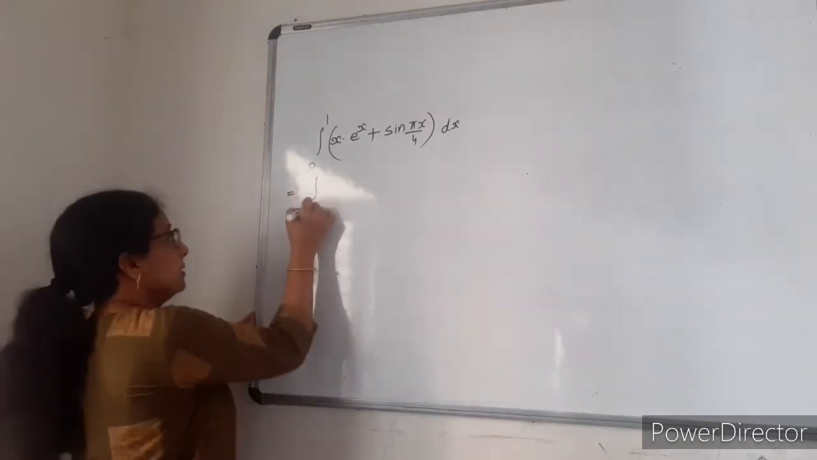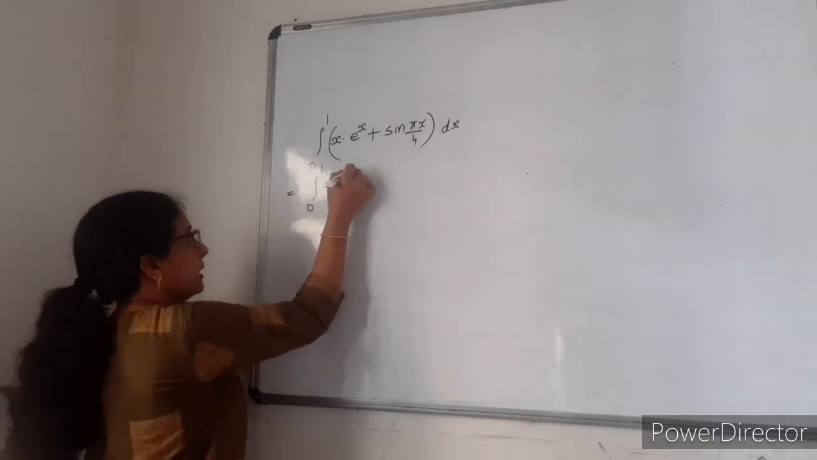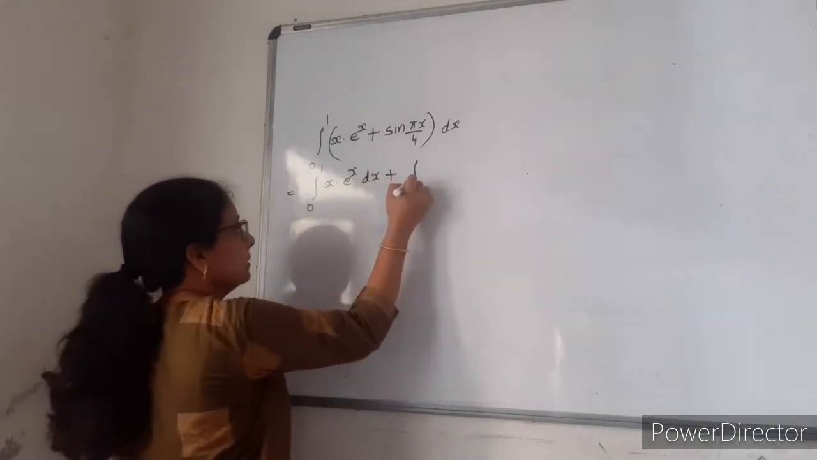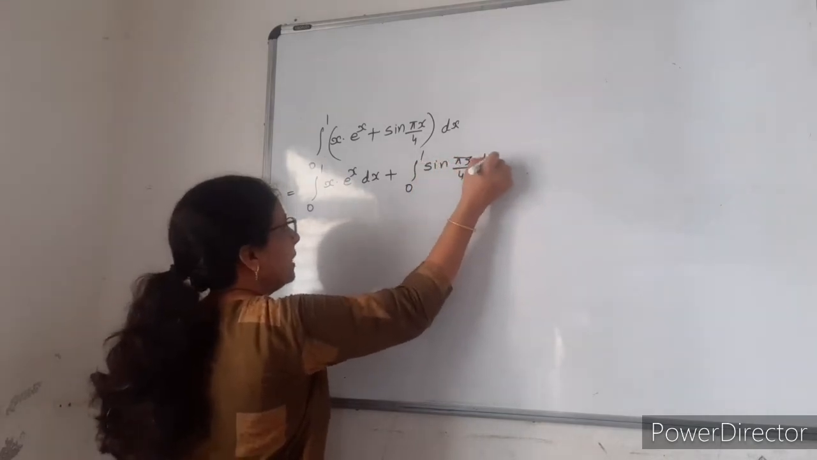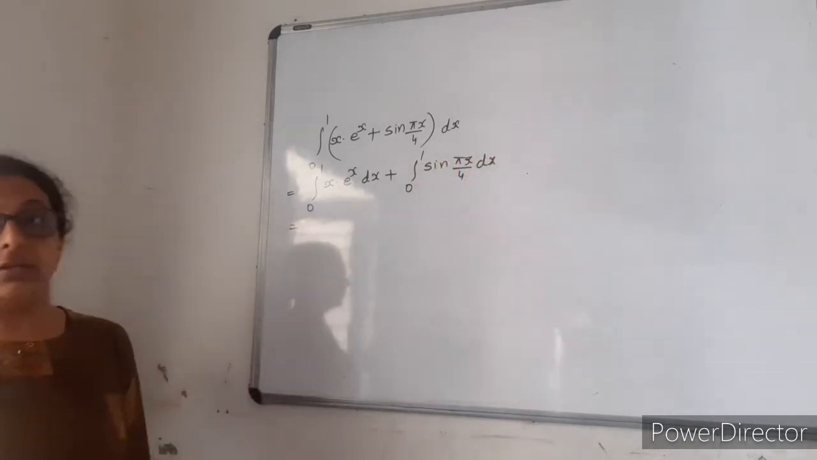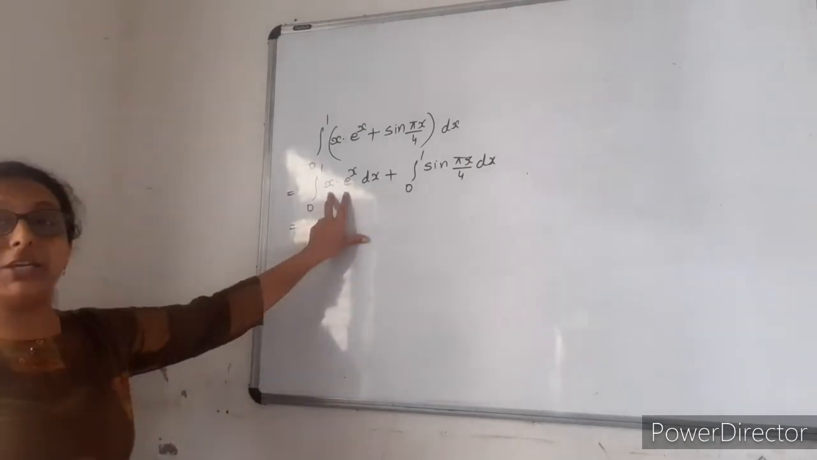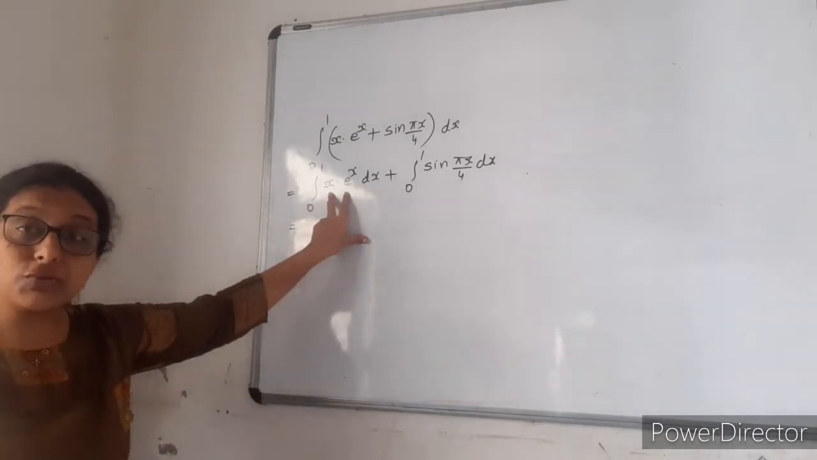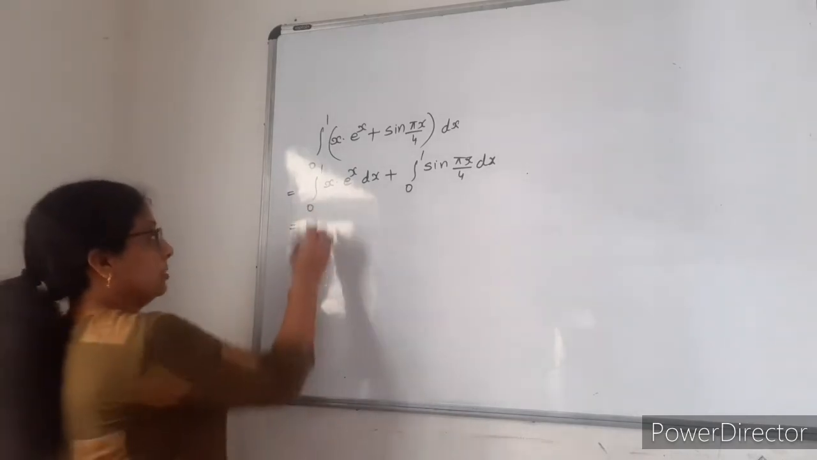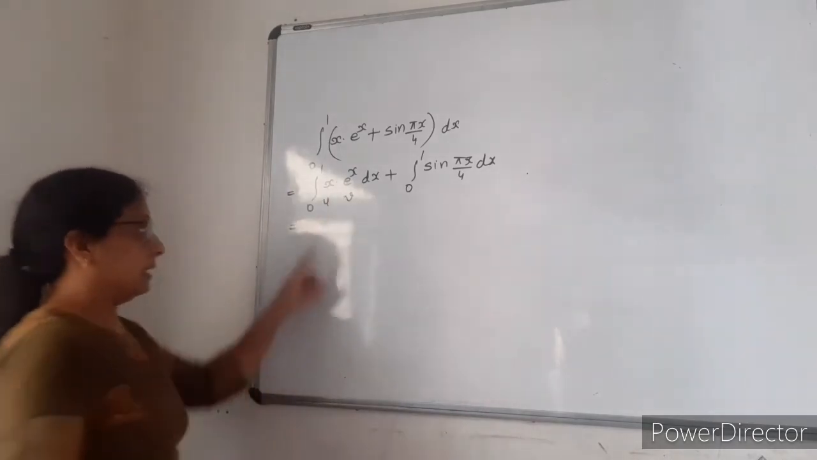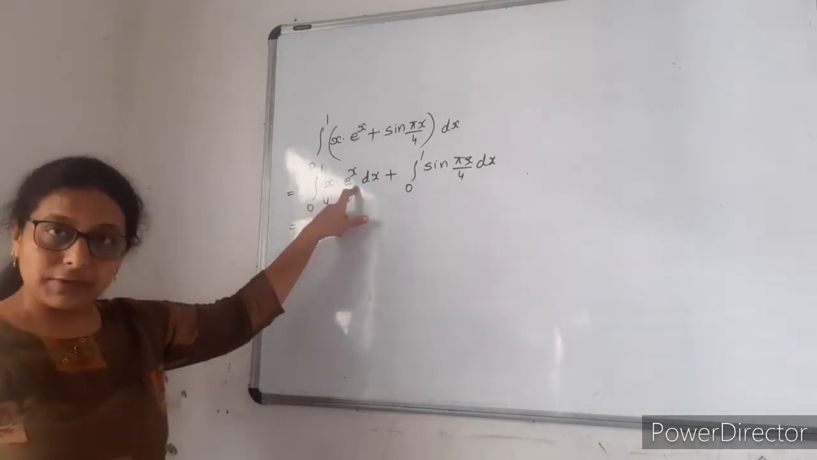Here it is the integral from 0 to 1 of x e raised to x dx plus the integral from 0 to 1 of sin pi x by 4 dx. You know, this is u into v. x e raised to x we can find by integration by parts. So this is u and this is v, algebraic and exponential function.